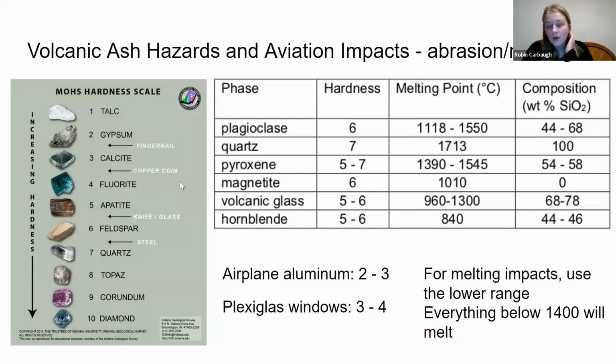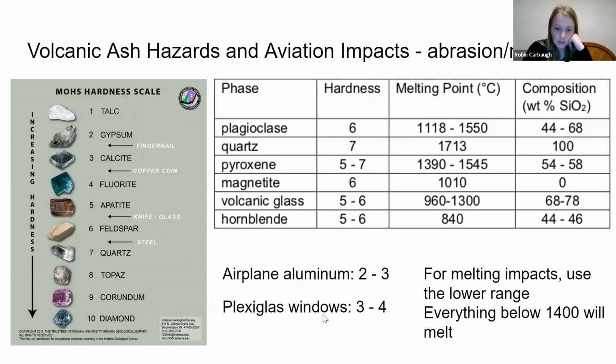and so on. So to give an idea, airplanes are often made of aluminum because it tends to be pretty light, but that aluminum only has a hardness of 2 to 3. So it's up here and it's pretty soft, like a copper coin could scratch it. And then we have a list of all these different minerals that we found in ash, and they all have hardnesses of 5 through 7. So they all can scratch aluminum.